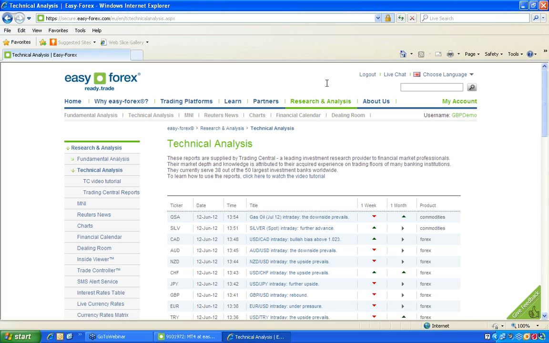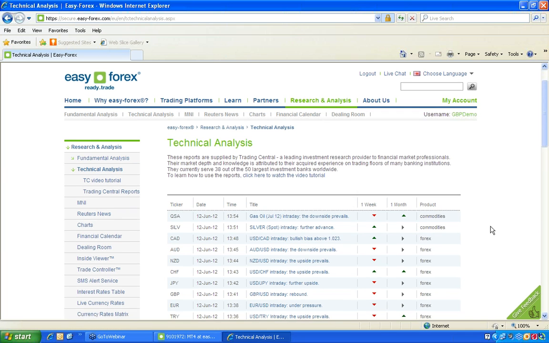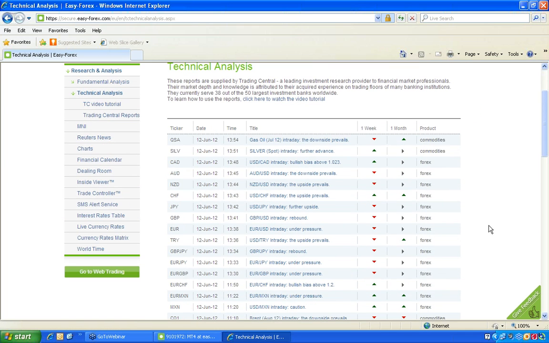So, once you've logged in, you go to the Research and Analysis section. You then go to Technical Analysis. This provides you with a whole list of technical analysis trading signals, which also give you the support and resistance levels. So what we have just been looking for on our charts is actually given to us elsewhere. Like I said, you need to use these in conjunction with each other. So let me give you an example.